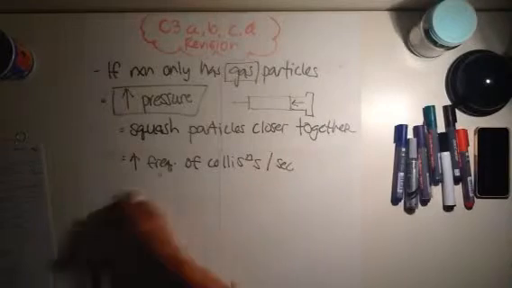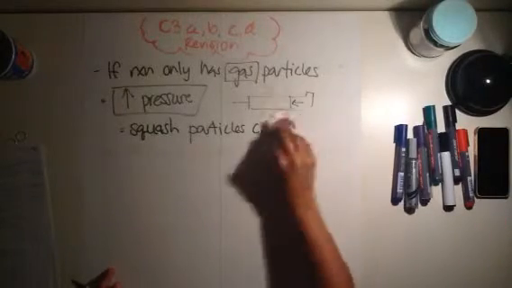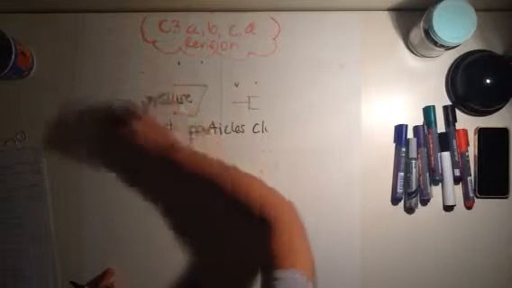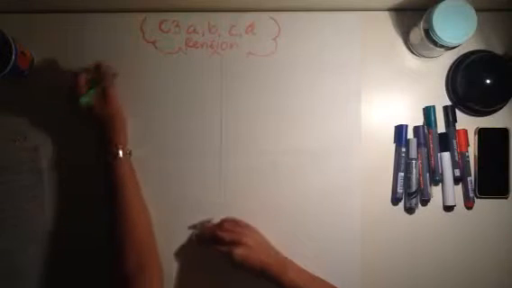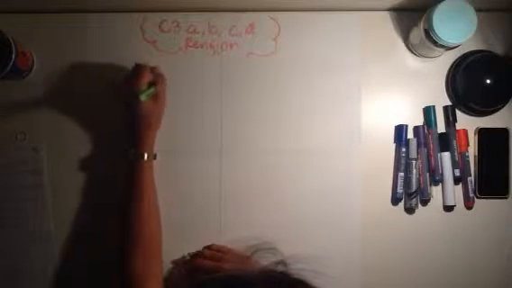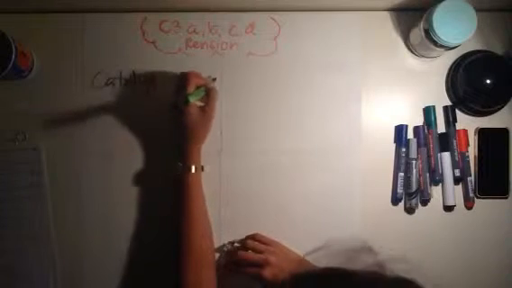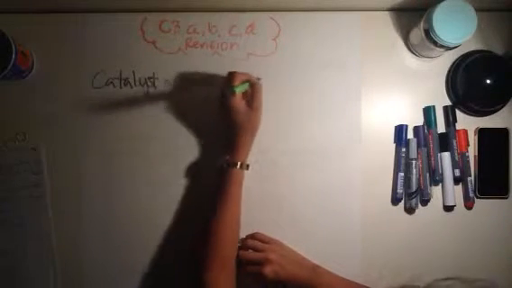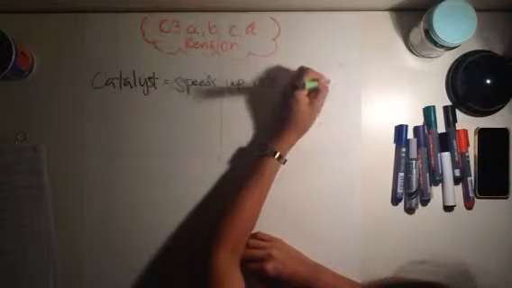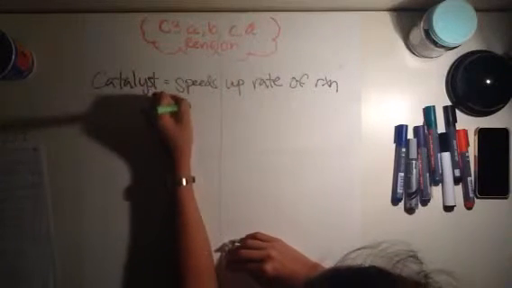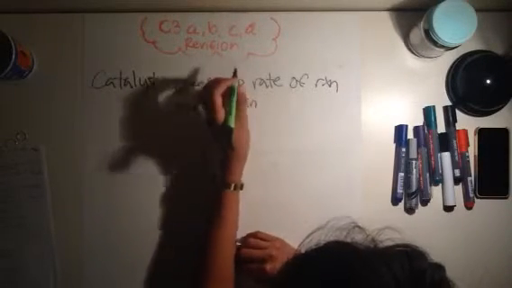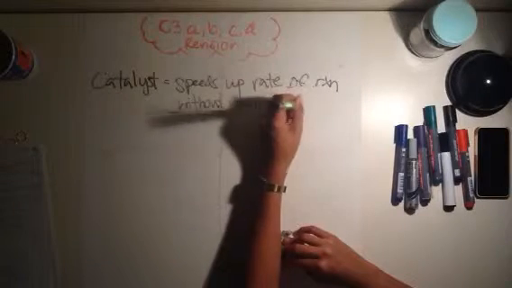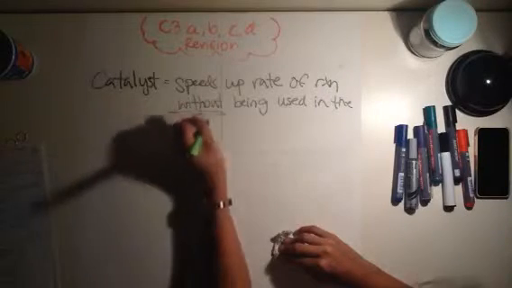Now the last little bit of C3C here is looking at a catalyst. What we already know about a catalyst, it helps to speed up a reaction. So catalyst. It speeds up the rate of reaction without being used. That is the key thing. Without being used in the reaction. What that means is it can be recycled and used again and again.